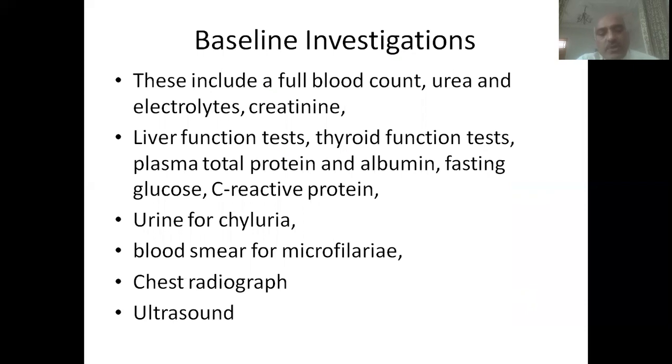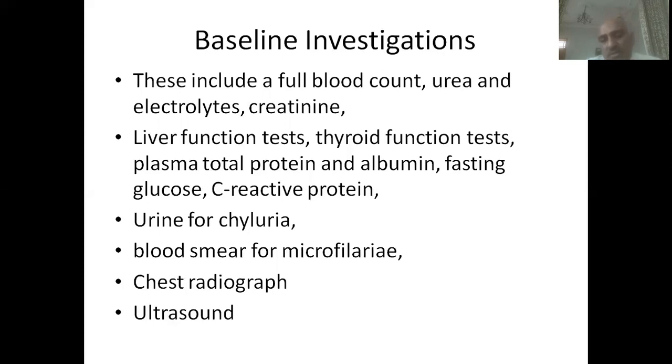But before surgery, you again want to exclude the treatable causes, like if there is a cardiac cause, a renal cause, or infective causes, deep vein thrombosis. So for that, first you do screening, like baseline investigations: full blood count, electrolytes, liver function test, thyroid function test, albumin level of the body, and urine for chyluria. Why urine for chyluria?